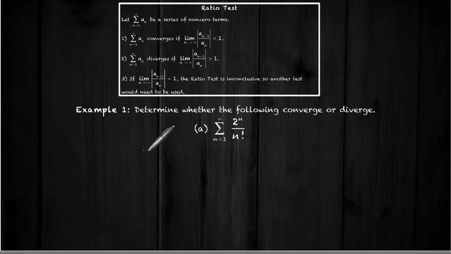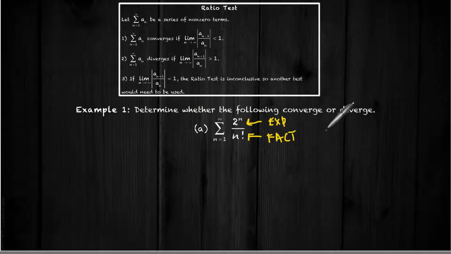Okay, we have our first example here, and it says determine whether the following converge or diverge. And so we have the summation from n equals 1 to infinity of 2 to the n over n factorial. So once again, we have a situation where on the top we have an exponential function, and on the bottom we have a factorial. As our little hint told us, when we have series involving exponentials and factorials, it is often a clue that we could use the ratio test.